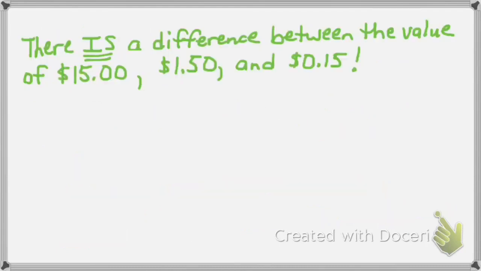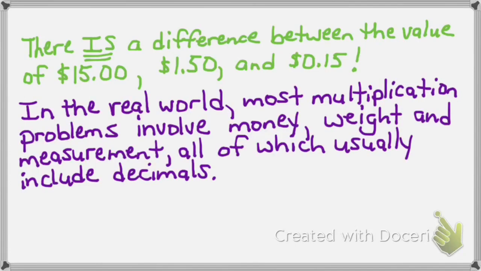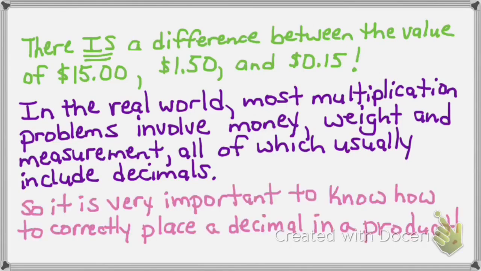And there is a difference between the value of $15, $1.50, and $0.15. Even though they all have a 1 and a 5, they have very different values. In the real world, most multiplication problems involve money, weight, and measurement, all of which usually include decimals. So it is very important to know how to correctly place a decimal in a product.